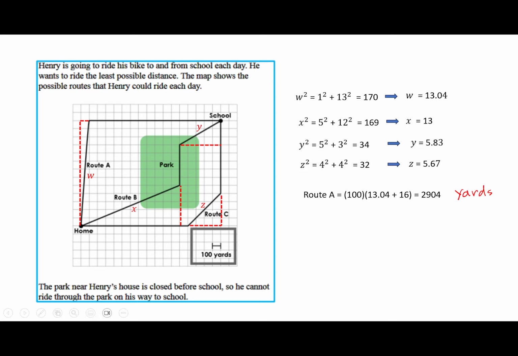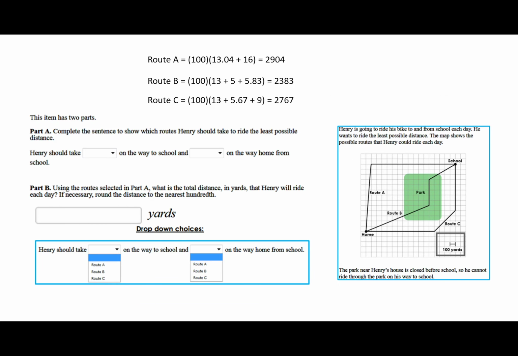Okay, now let's look at route B now. Route B, which is X. X is 13 plus 5 here, 5, plus Y, 5.83, you get 2383. That's yards. All of these are yards. And you find route C to be 2,767.